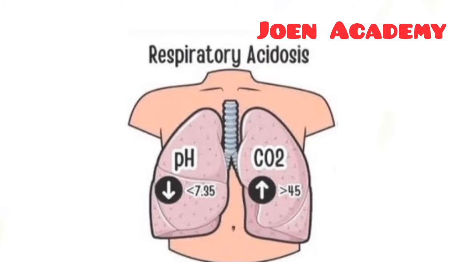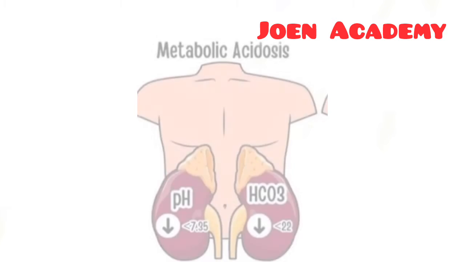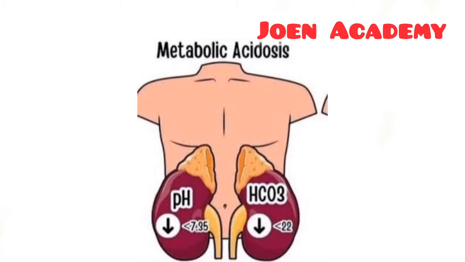1. Respiratory acidosis. This occurs when the lungs can't remove enough CO2 from the body, leading to a buildup of acid in the blood. 2. Respiratory alkalosis. This happens when the lungs expel too much CO2, causing the blood to become too alkaline. 3. Metabolic acidosis. This type of acidosis is caused by an overproduction of acid or a loss of bicarbonate in the body, unrelated to the respiratory system.